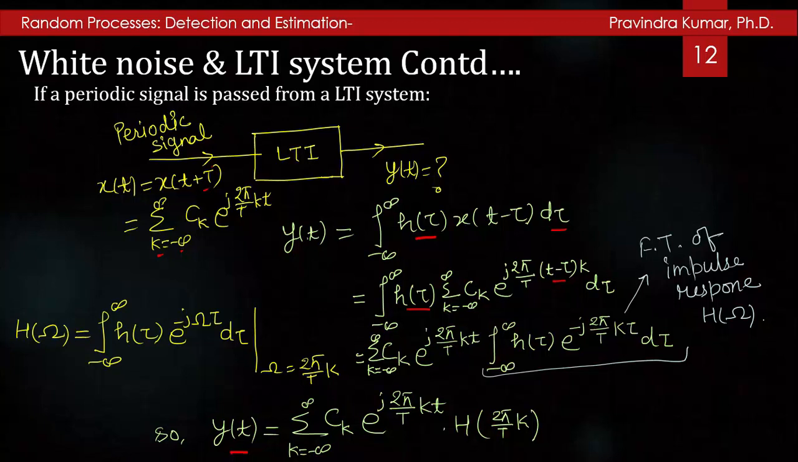So you can see here the output will be the input. This is the input part, into the Fourier transform of the impulse response. So the output will be the input times the Fourier transform of the system.